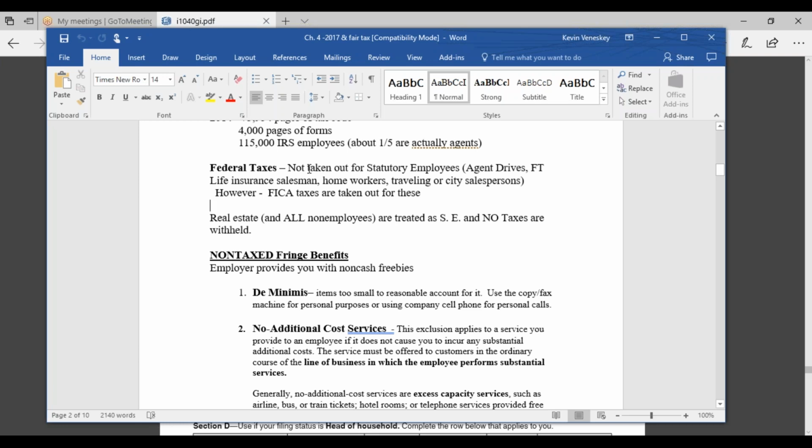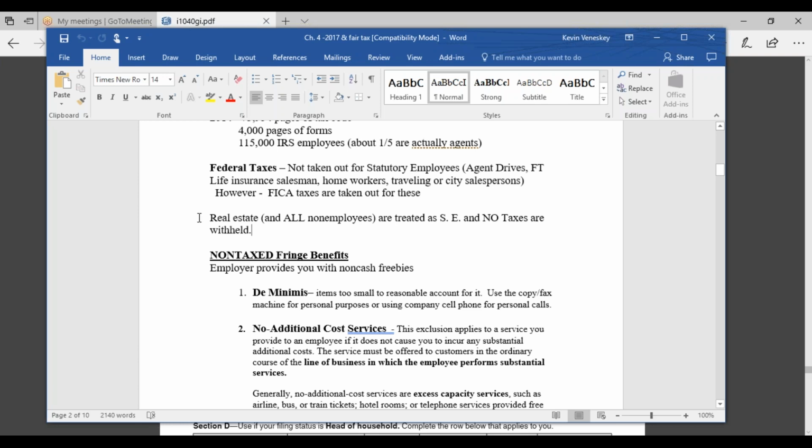So it's just something for you to be aware of. If you are considered a statutory employee, if you look at a W-2, box 13 will have an indication there if you are a statutory employee. Wanted to throw that in there.